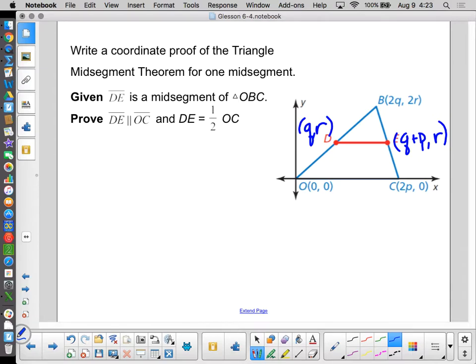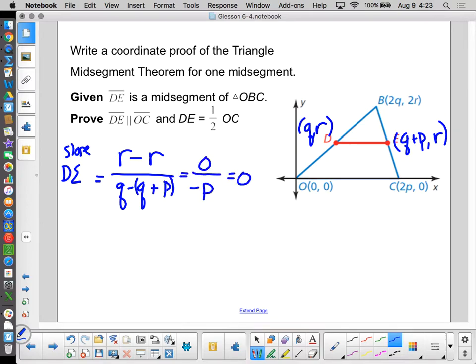All right? And what they want us to do is prove that they're parallel and prove that one is half the length of the other. So I would have to find the length and the slope of both of these. Now the slope is simple, because the slope is change in y over change in x. So for DE, slope, label what we're doing, R minus R over Q minus (Q plus P). So that's 0 over negative P, which is 0.